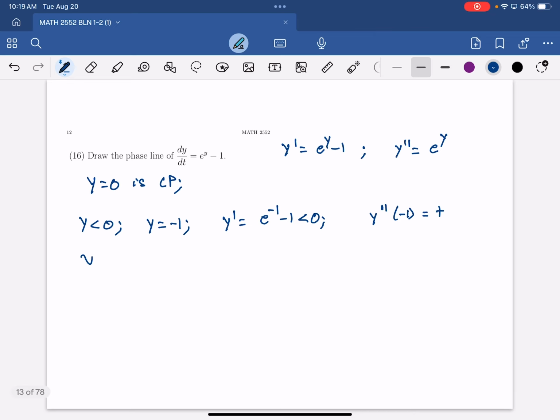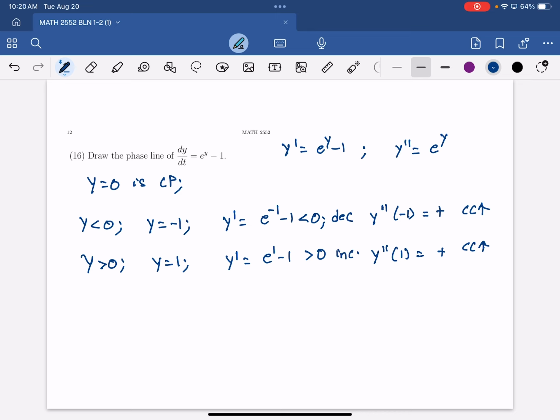For some values of y bigger than 0, what value should I pick? 1. Okay. So y prime is e to the 1 minus 1. Is it positive or negative? Positive. So is my solution increasing or decreasing? Increasing. So what is y double prime of 1? Positive. So this is concave up. This is concave up. This is decreasing. And here it is increasing. Do you agree with me on that?